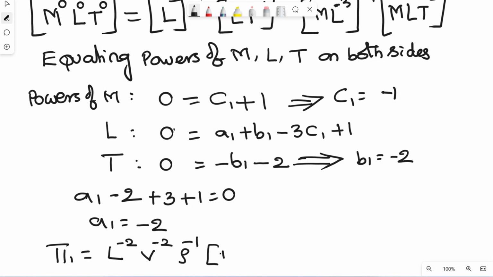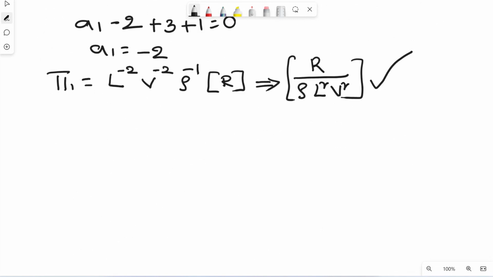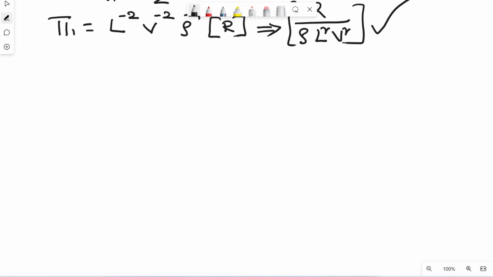And the last one is the other variable. So now how can I write it? It is R divided by rho L square V square. Check it, am I right? Because all are minus, I have taken them into the denominator. So this is the first pi term. Similarly, you solve for the other pi terms also.